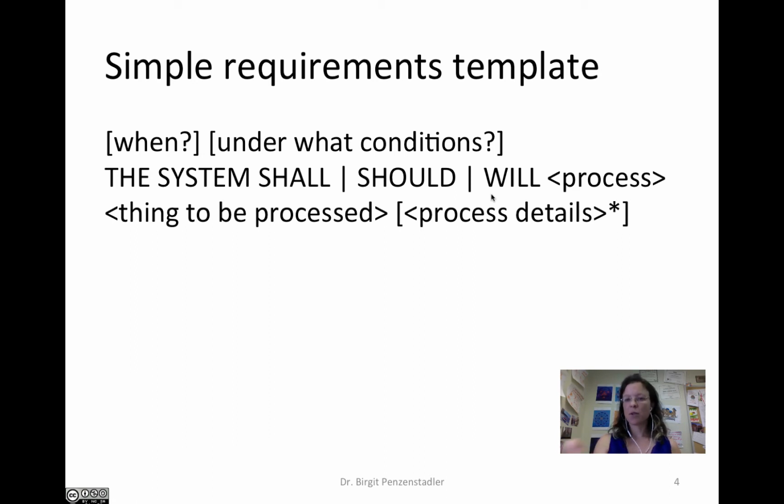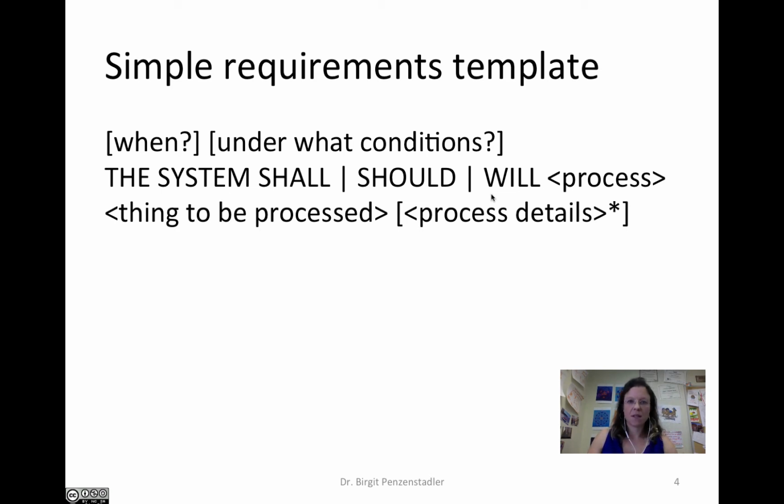And then we will introduce some word instead of process that will be more specific in terms of what is going to happen. And then we'll specify the things to be processed, the objects in this case. And then we may add on some more process details, maybe several of them. That's what the star indicates. And with that sentence template, we can make very specific and very clear what the system should do under specific circumstances.